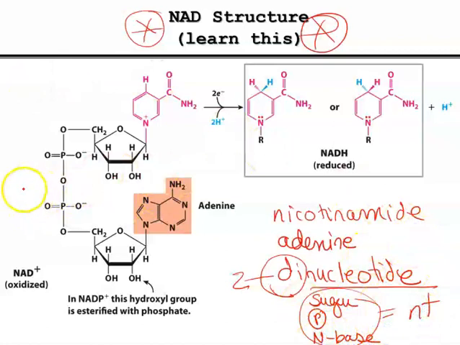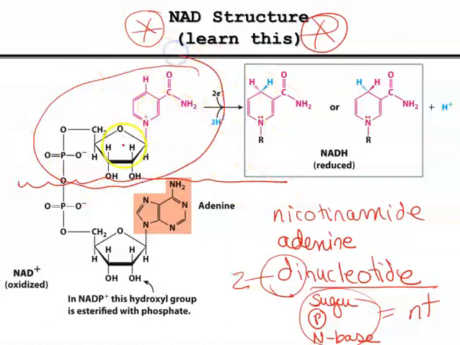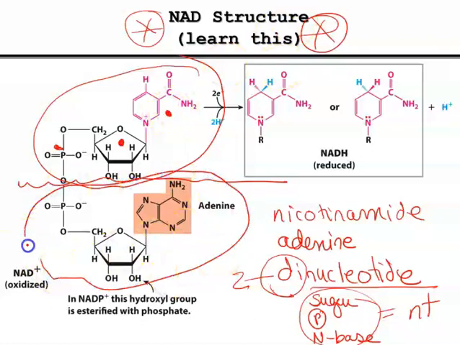Let's look at our structure here. Here is our first nucleotide. What do we have? We have the ribose sugar, the phosphate, and the nitrogenous base, which is nicotinamide. Down here, we have the second nucleotide, and this would be adenosine, right? So we have the sugar, the phosphate, and the adenine base.